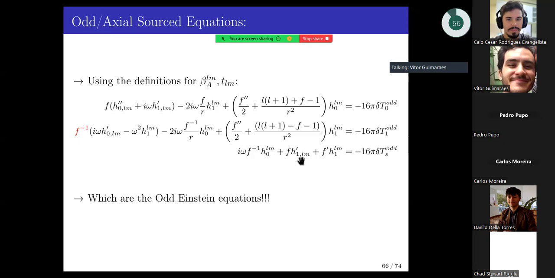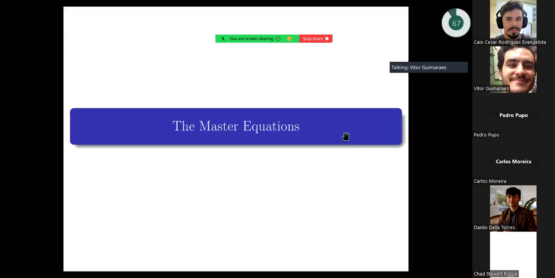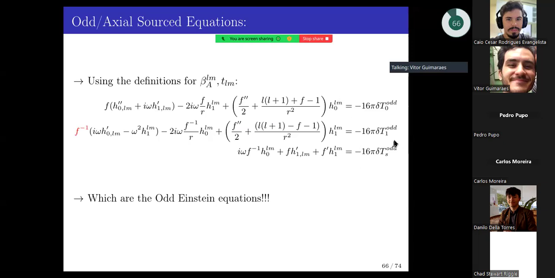These are the odd Einstein equations, so we got to them, which was the focus of this lecture. But since we have a little time left, I want to show you some things that we will treat in the next lecture. But first, let me pause and see if there are any questions regarding what we did to get here.